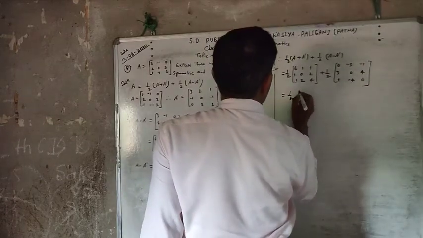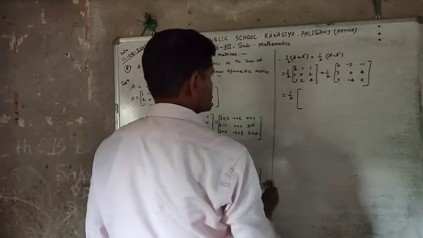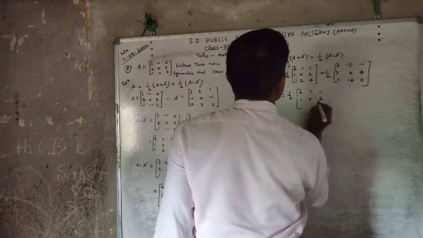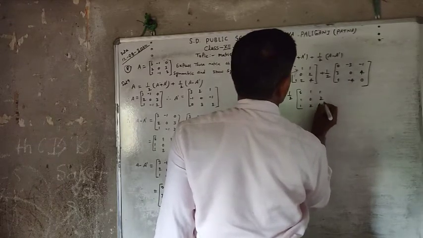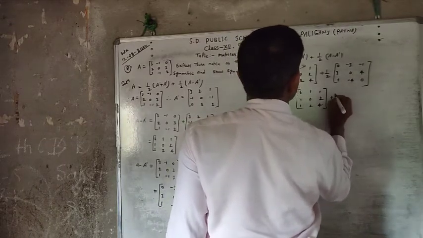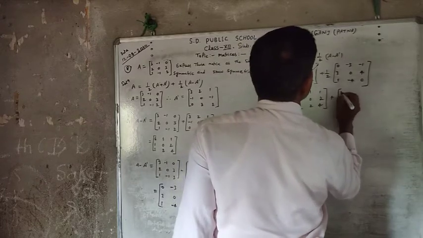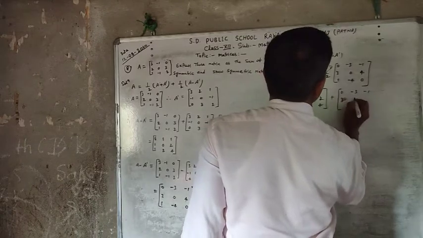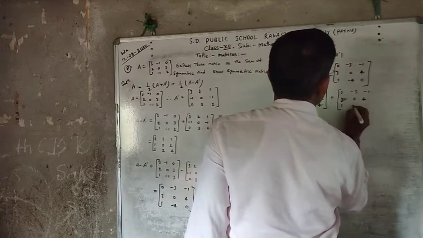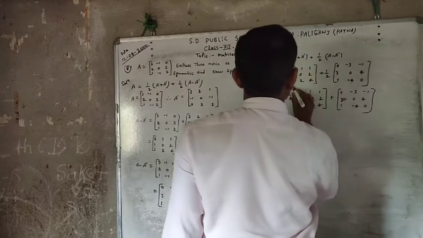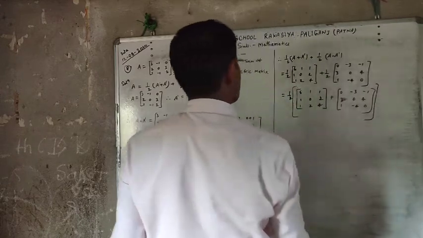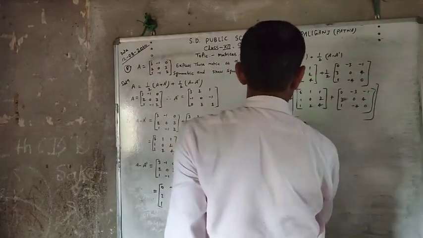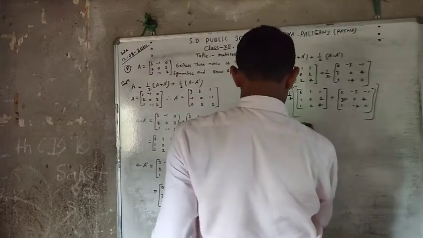We can take the common factor out of this matrix: [6, 1, 1; 1, 0, 2; 1, 2, 4] plus [0, -3, -1; 3, 0, 4; 1, -4, 0]. It is the sum of symmetric and skew symmetric matrix. It is the answer.